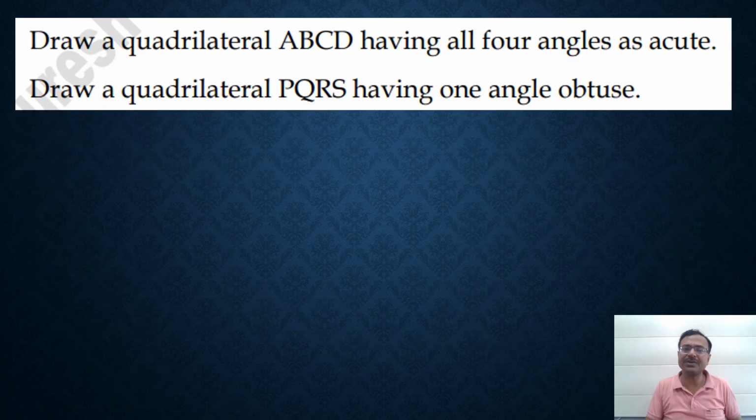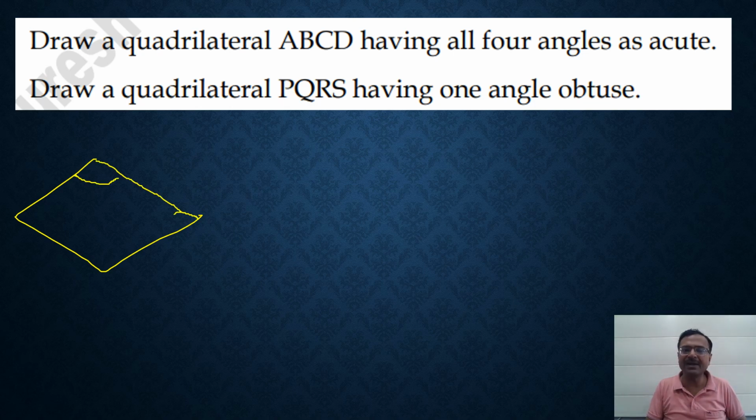Draw a quadrilateral ABCD having all four angles as acute. That sounds crazy to me. You know why? Because whenever you have a quadrilateral, a random quadrilateral, all the four angles of a quadrilateral add up to 360 degree. Whatever is the type of quadrilateral, all four angles add up to 360 degree. So the first question is asking us to draw a quadrilateral ABCD having all four angles as acute.